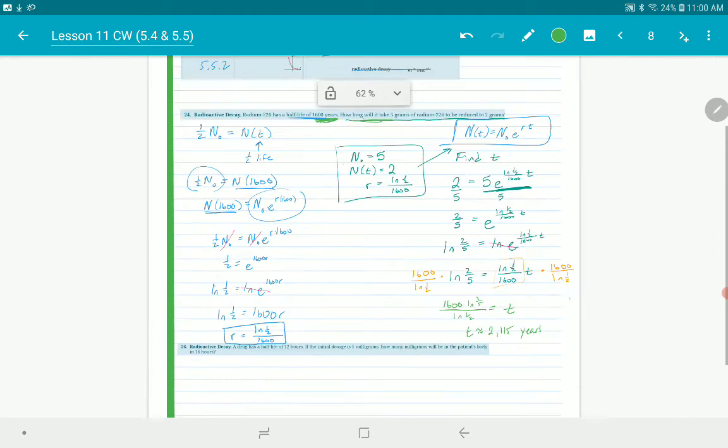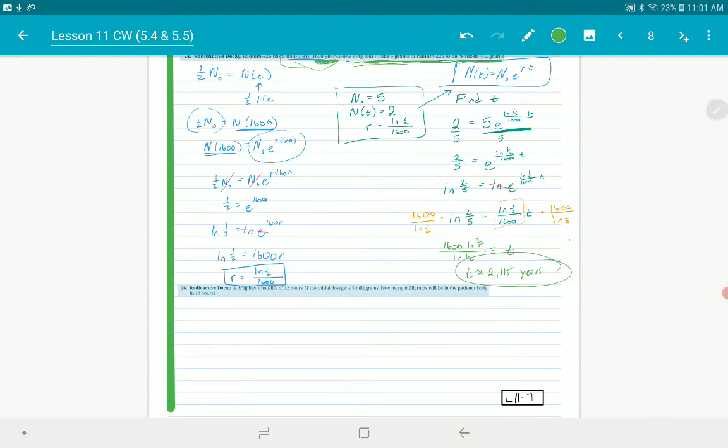So to answer that question, how long will it take 5 grams to reduce to 2 grams? 2,015 years. Sounds like a lot, but if I think back to my half-life was 1,600 years, this is a little bit more than half. So the answer does make sense. All right, going on to number 26.